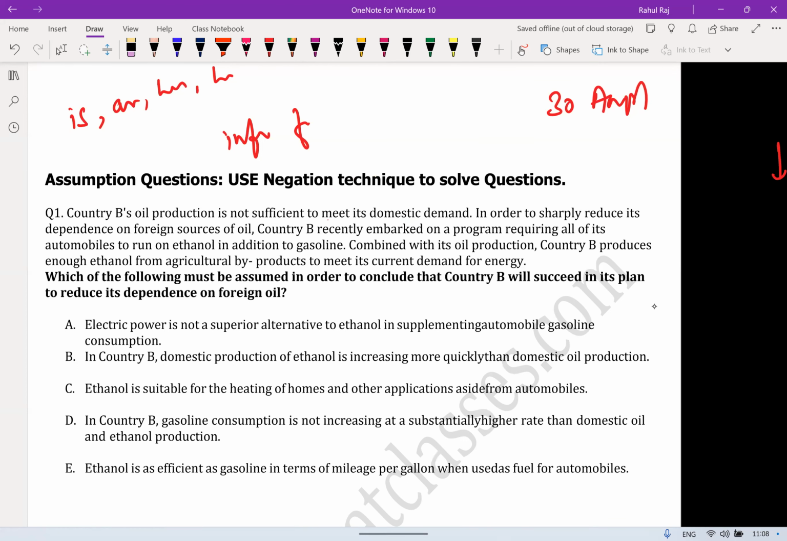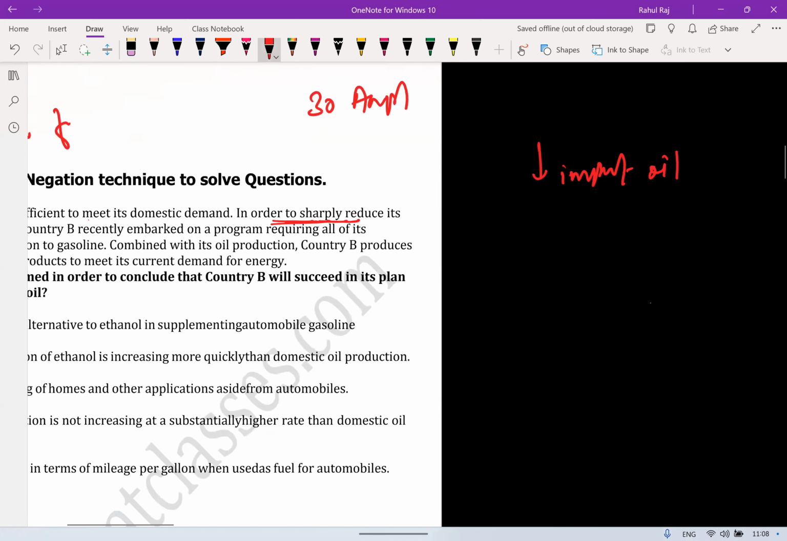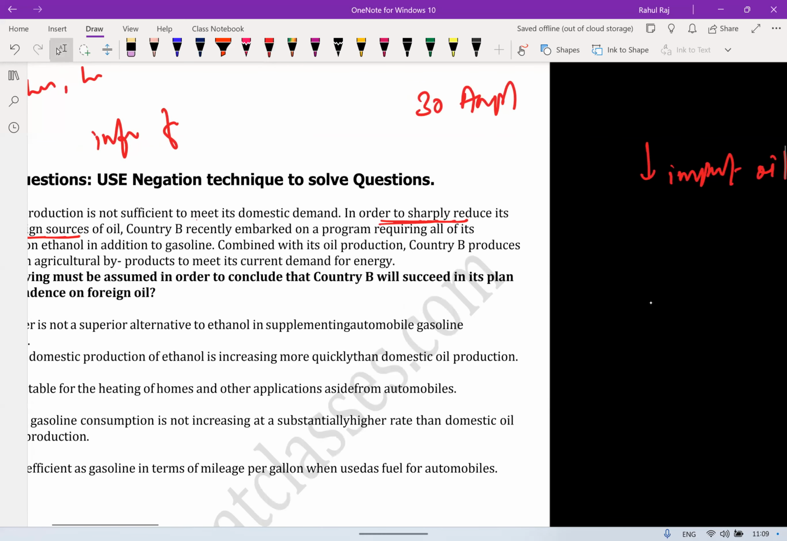Now see what they are writing. In order to sharply reduce the dependence on foreign sources of oil, it means what? After reading the statement till the comma, and wherever you have a comma or a full stop, please have a habit of stopping there. Don't read it in one shot, or else it's all gone. If you confront a comma or a full stop, stop. Full stop means the statement completely changes.